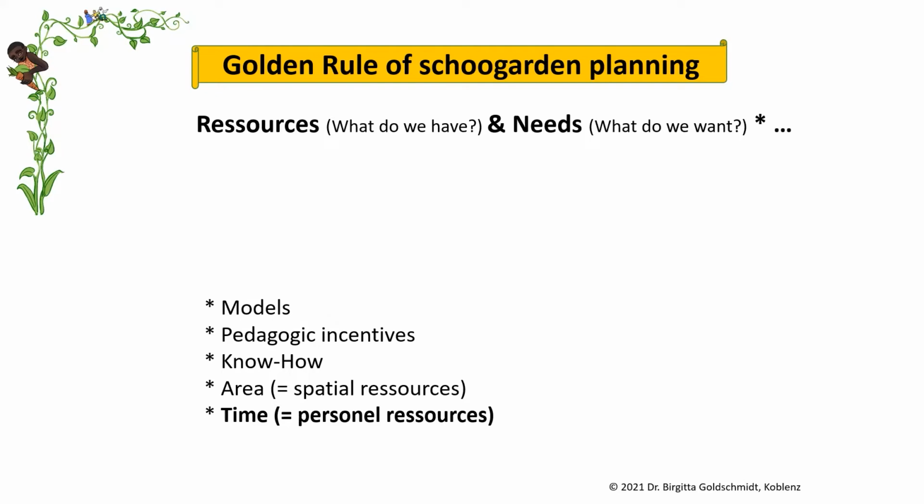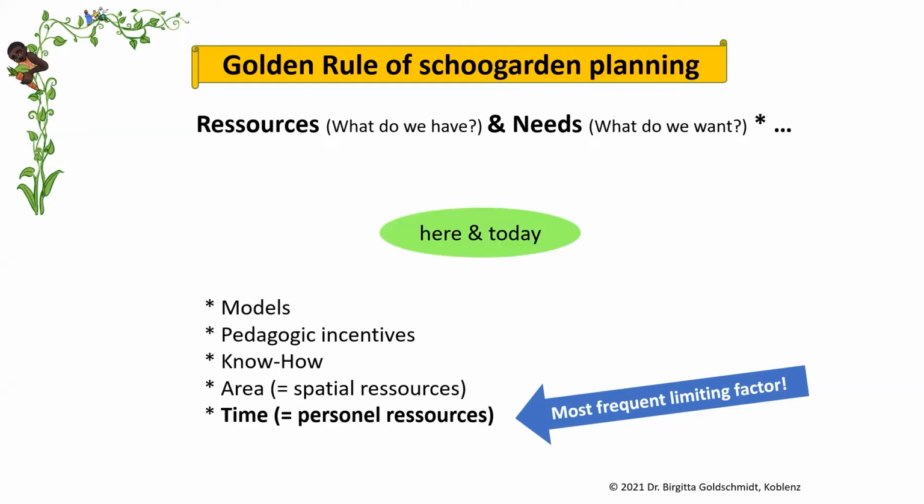And the most important, of course, are the personal resources, the resources of time, because the personal resources are the most frequent limiting factor for school gardening. You have to consider it from the beginning. How many people are we? How much time can we spend on school gardening? And who makes what in the school garden?